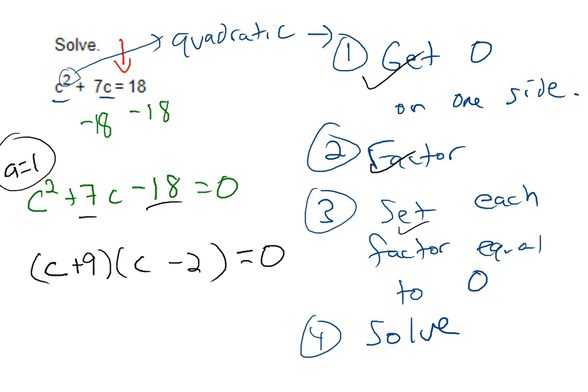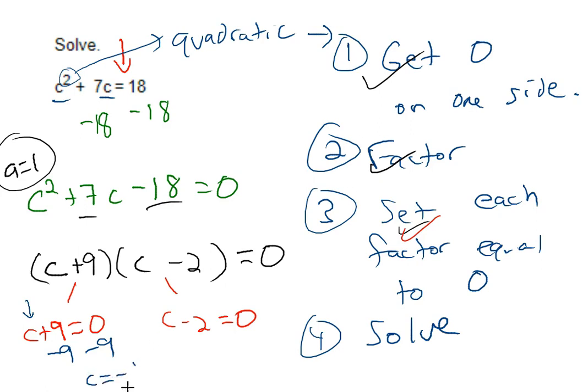Step 3 is set each factor equal to 0. So I'm going to take each of these factors, set each one equal to 0 individually. So we'll have c plus 9 equals 0 and c minus 2 equals 0. So that's step 3. And now step 4 is go ahead and solve each of these factors. And now that it's not c squared anymore, we can solve these in the usual way. We'll just get c by itself, in this case by subtracting 9 from both sides. So we get c is equal to negative 9. Sorry, that time I pushed the erase button by accident. And here we'll add 2 to both sides, and we get c is equal to 2. All right, so those are my two solutions.